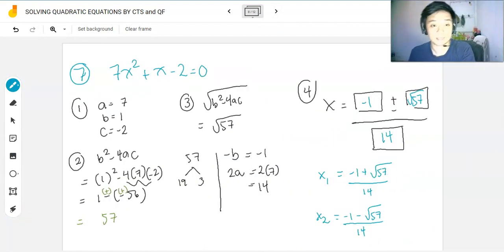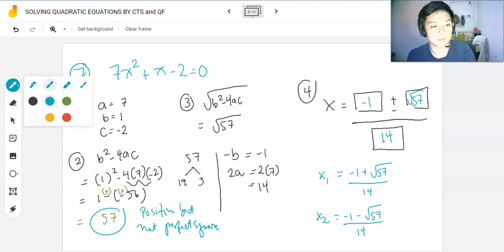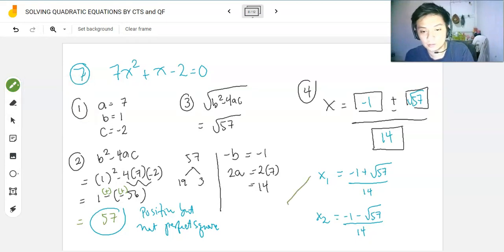Next, we have equation number 7. 7x squared plus x minus 2 equals 0. Anong discriminant niya? Ito, 57. This is again positive, but not perfect square. Tapos, anong mga roots na meron siya? Ito. Still, they are real, irrational because of the radical part dyan, at saka unequal.